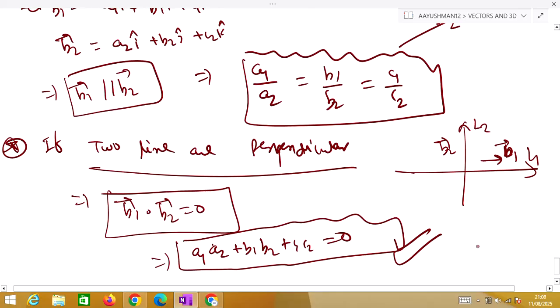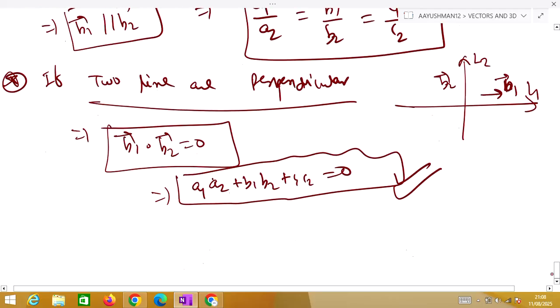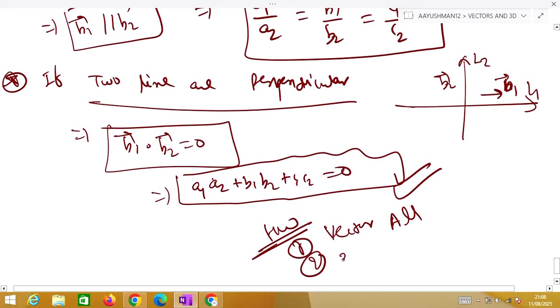So this much for today. Homework: you have to complete vector completely, and in 3D you have to do the first two exercises. I think this is only given also. The only thing you can leave is the shortest distance question, we will do that in the next class. Okay, so this much you complete.